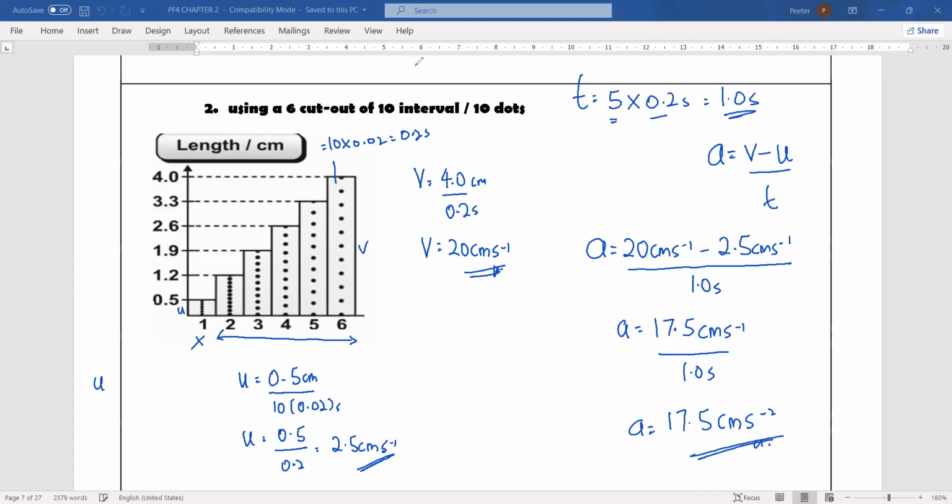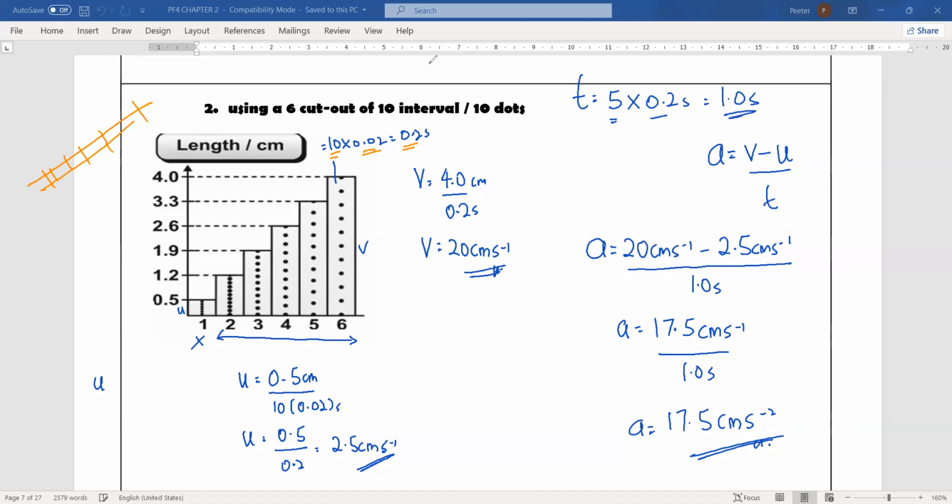Okay, guys, if you see here, again, we're going to calculate acceleration, but this time the long ticker tape was cut into 6 pieces, like this. The first part, second part, third part, fourth, fifth, and the last one. So the length is definitely increasing for the same time period. Each paper has 10 intervals or 10 dots, so each paper is 0.2 seconds. Each paper is 0.2 seconds, but the length is increasing, so surely this is acceleration.